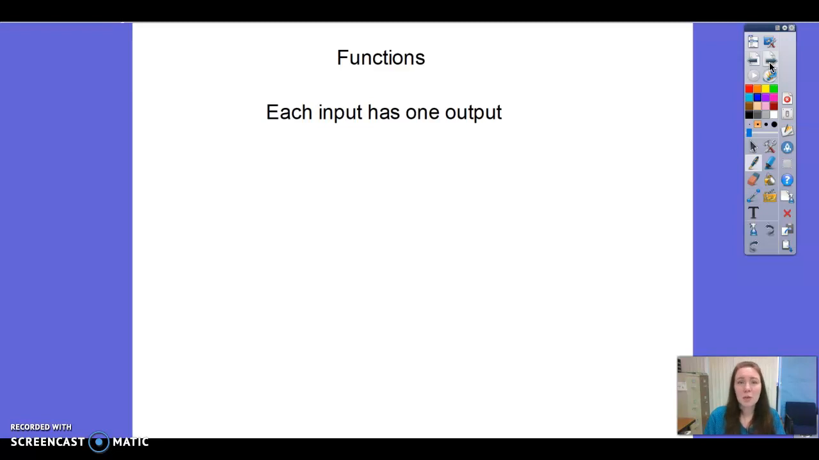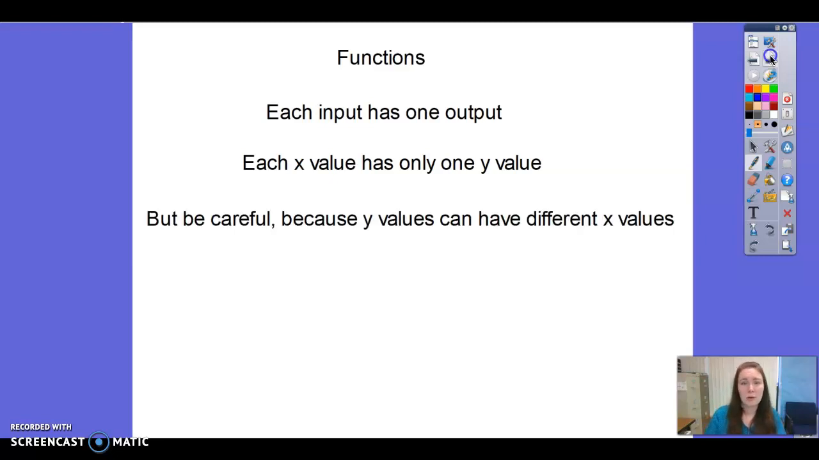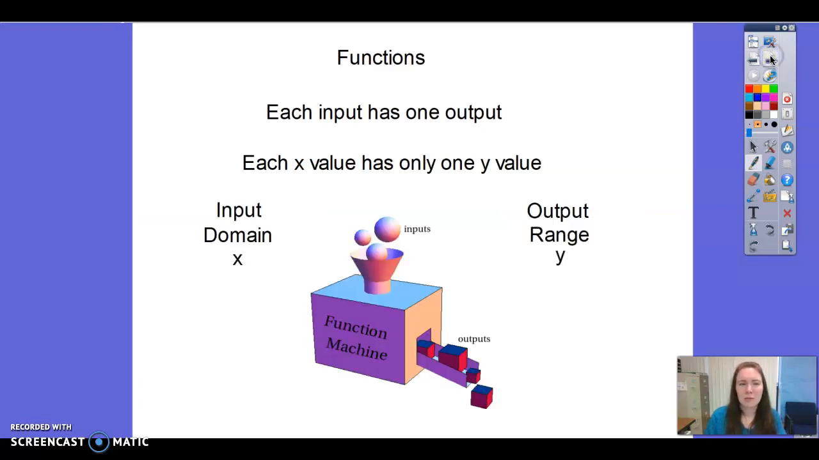A function is a relationship, some kind of graph, table, or equation, where each input has one output. This means each x value has only one y value. So each question has only one answer. Or each time you plug in x, there's only one possible answer for it. But be careful because y values can have different x values. And I'm going to talk about what I mean by that in a couple of minutes.